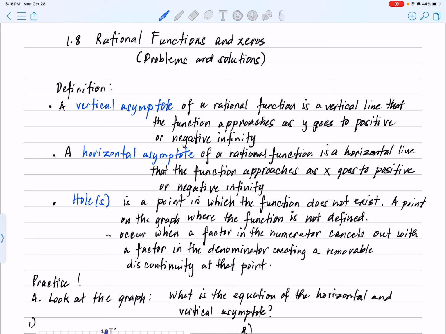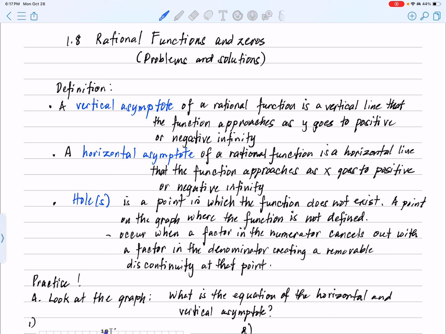Welcome to Matematika. Today we're going to do some problems and solutions of 1.8 rational functions and zeros. But before doing that, let's review some terms, definition of terms that are related to rational functions and in getting zeros. We'll do the first term, a vertical asymptote.